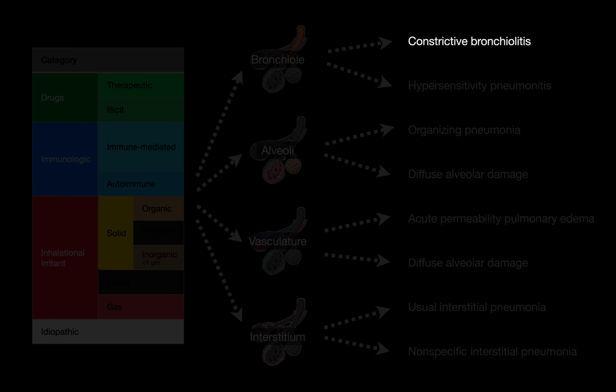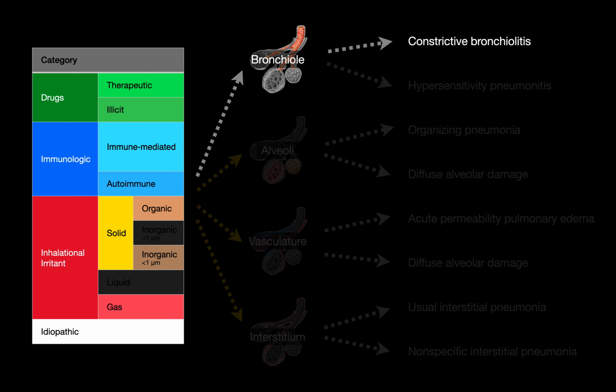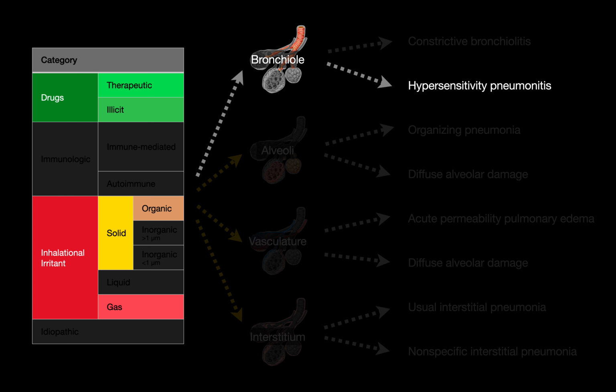So for example, let's take constrictive bronchiolitis. Constrictive bronchiolitis occurs in the setting of bronchiolar injury, and the cause of bronchiolar injury is not just one, but potentially many of the insults on this table, with the exception of inhaled inorganic particles over 1 micrometer and inhaled liquid phase irritants. If we take a look next at hypersensitivity pneumonitis, it turns out that the potential insults that can lead to HP are fewer, predominantly drugs, inhaled organic particles, and certain inhaled gases.